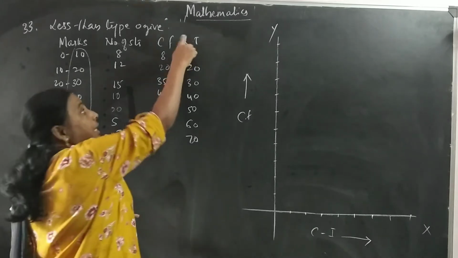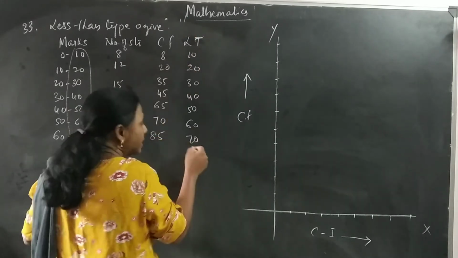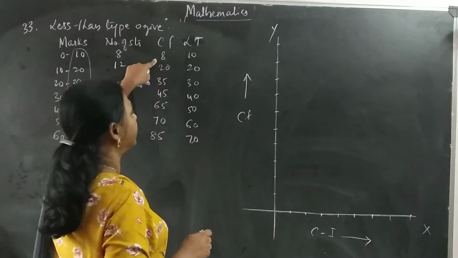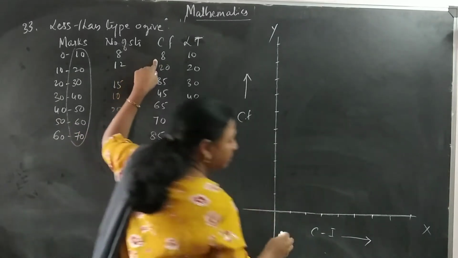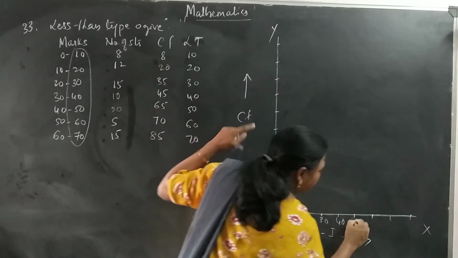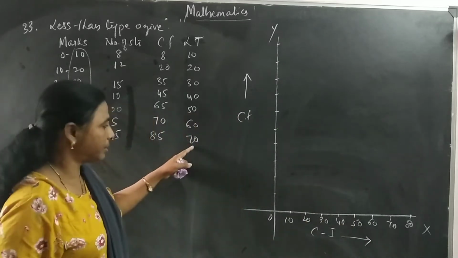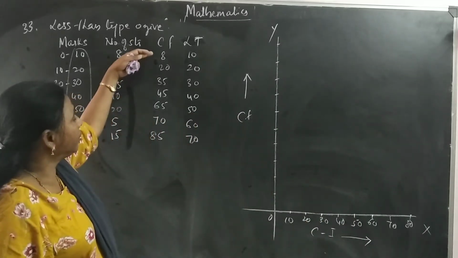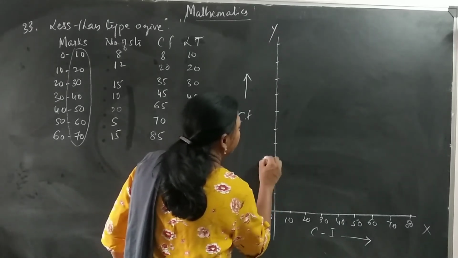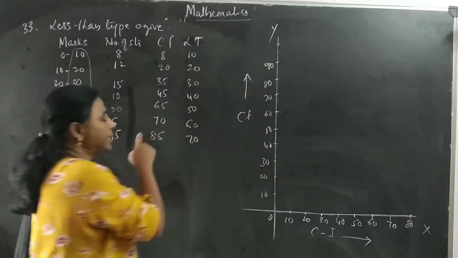What is that? This class interval should be, that is, this is the class interval, or you can take it as a less than type. This less than type value should be here. Okay, which is that 10. 10 to 8. This is cumulative frequency. Let me mark this. This is 0, 10, 20, 30, 40, 50, 60, 70, 80. We want only 70. 70 is the last. And here we need from 80 to 85. So let me take here as 10, 20, 30, 40, 50, 60, 70, 80, 90. Because 85 is the highest.